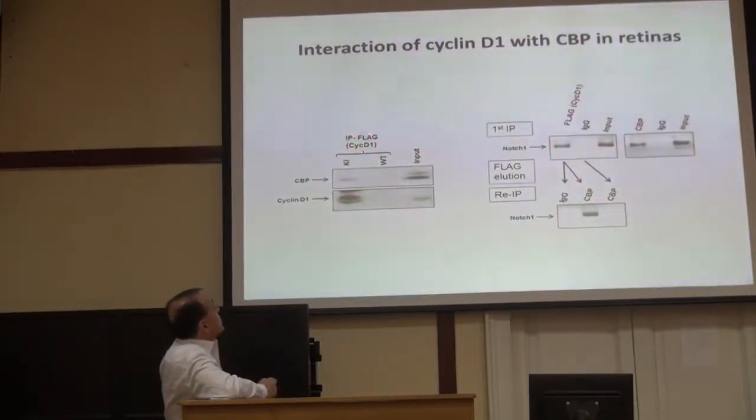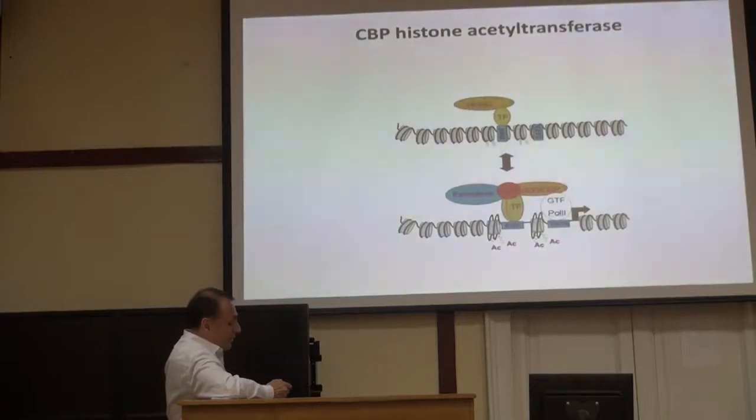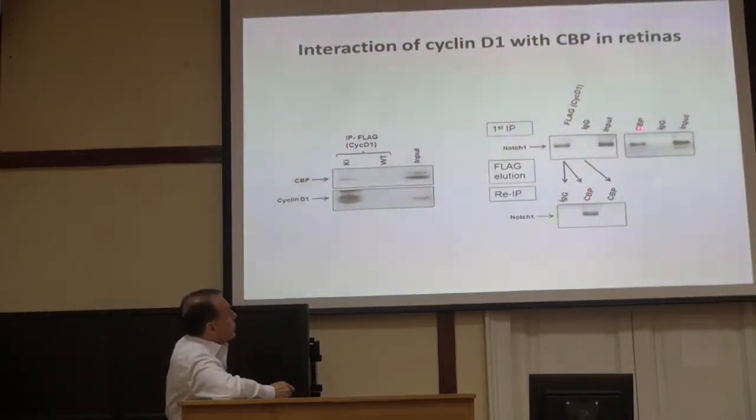Here we can immunoprecipitate cyclin D1 and then Western blot for CBP, and we can see the complex. So in the retinas, cyclin D1 is binding CBP. Of course, it doesn't mean that cyclin D1 and CBP are sitting on the notch promoter. So now let's check this. What we'll do, we'll immunoprecipitate cyclin D1 and PCR this promoter. And then if cyclin D1 is sitting there, we should have enrichment. And that's the answer here. We immunoprecipitate cyclin D1, PCR the notch promoter, and we see that it's sitting there.